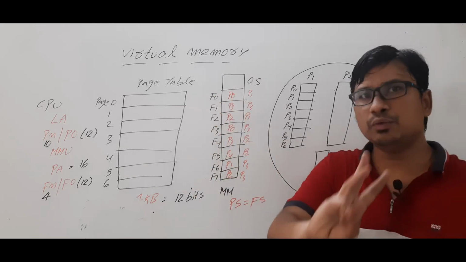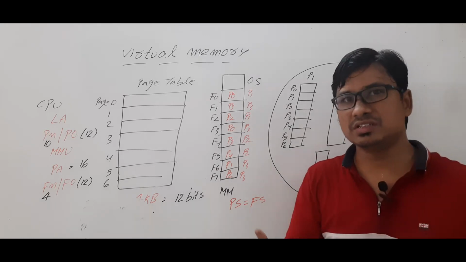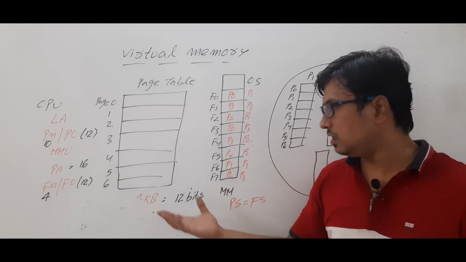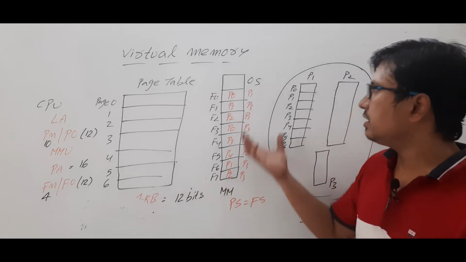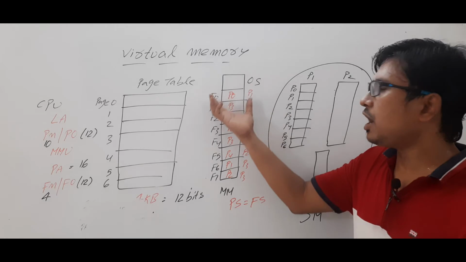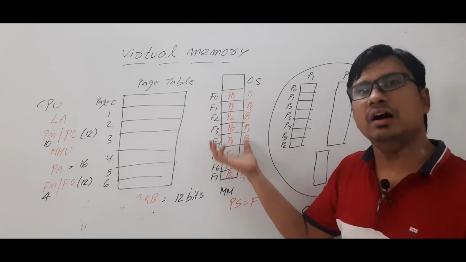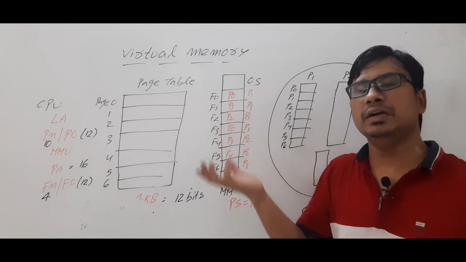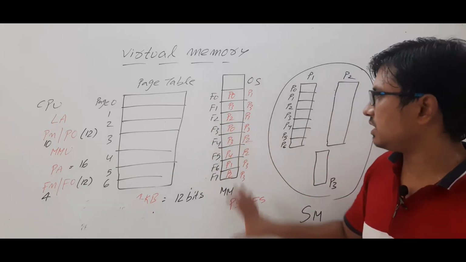So there are 2 advantages of using virtual memory. One is that even if your process size is greater than the main memory size, we can run it. And at a time we can have n number of processes residing in the main memory. So the degree of multi-programming will become n there. Is it clear? Are you able to understand?